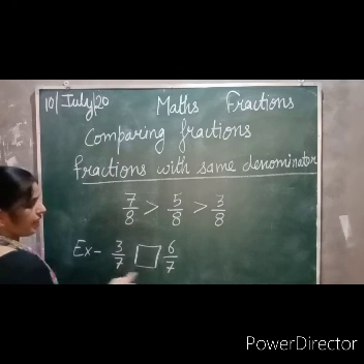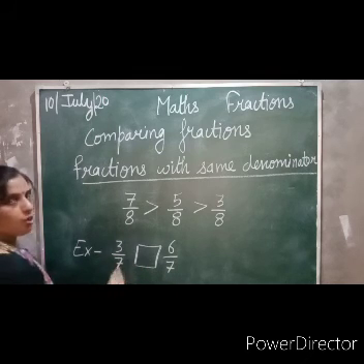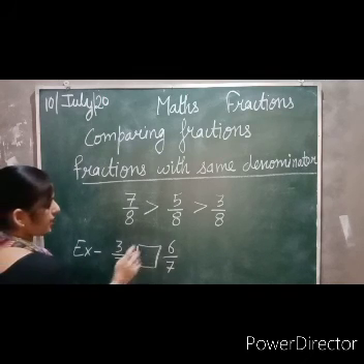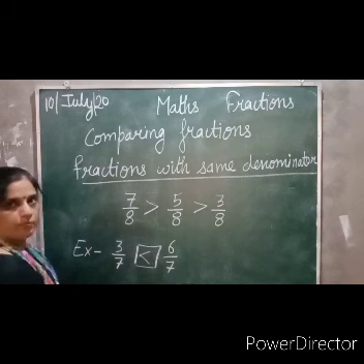One more example I would like to show you. You can see both have the same denominator. It means the one which has the greatest numerator is the greatest fraction. 6 is greater than 3. It means this is the greater fraction. Okay?